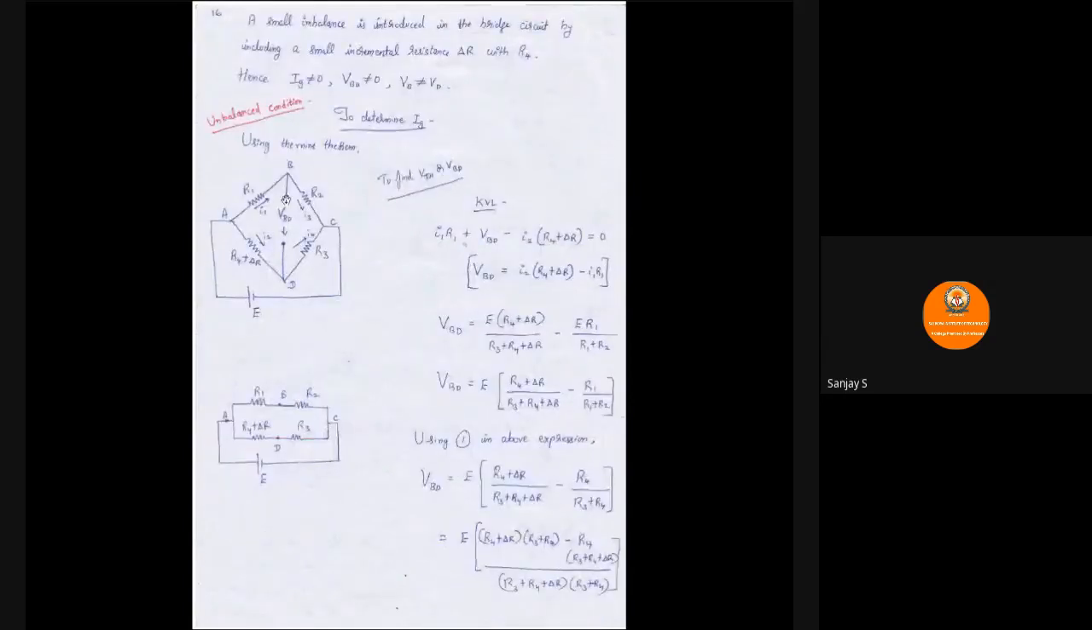So first step, I am removing the galvanometer and I'll be naming these as terminals. The terminal names are already given, so I'll call it VBD. This VBD is nothing but your VOC. That is step number 1. The second step is to find the open circuit voltage across the terminals. That means I have to find the potential difference across these two terminals.